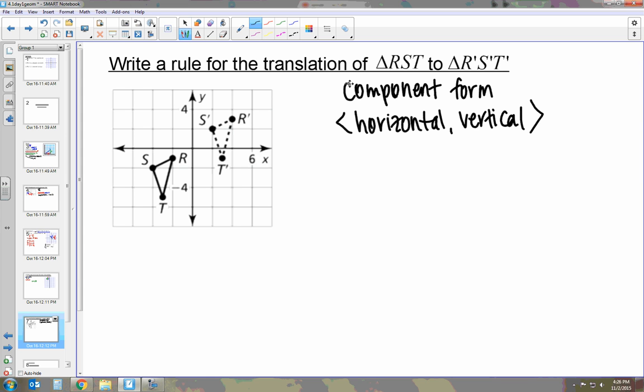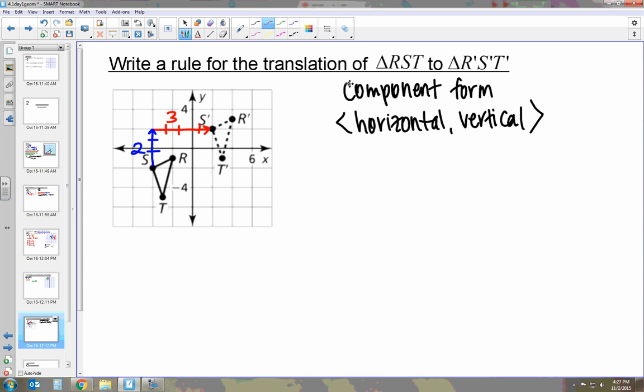And I'm going to look at the S to S prime. So how much does it move from S to S prime horizontally? And how much does it move from S to S prime vertically? So vertically is 2, and since it's going up, it's positive. And horizontally is 3, which is going to the right, so it's positive.